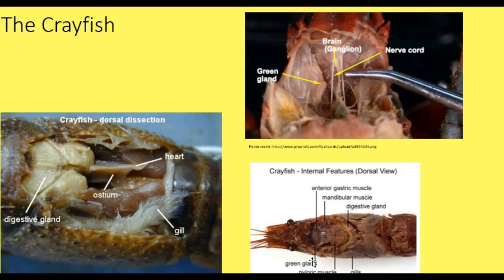The nervous system includes a brain-like structure called the supraesophageal ganglia, a ventral nerve cord, and a series of segmental ganglia. There are also lateral nerves in each segment. Some of the segmental ganglia have fused to form larger ganglia in the cephalothorax.